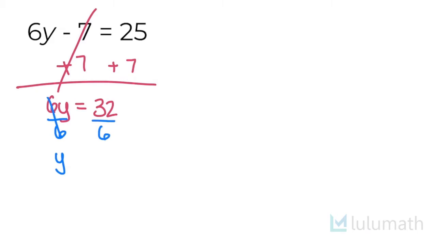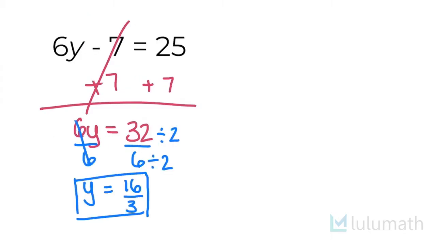Now, quick note, 32 is not evenly divisible by 6. So I can't divide this out evenly, but I can simplify my answer because they're both divisible by 2. They're both even numbers. So 32 divided by 2 and 6 divided by 2 will give me 16 and 3 respectively. So that means that my final answer here is 16 over 3. And that's how we do this example.